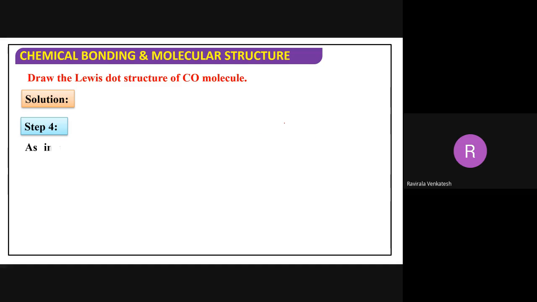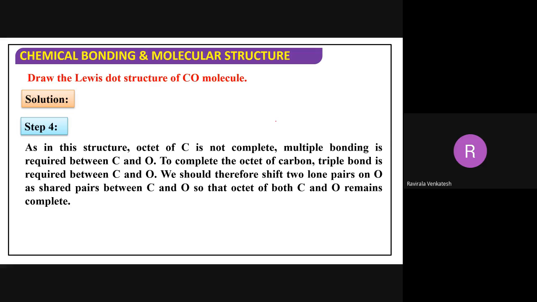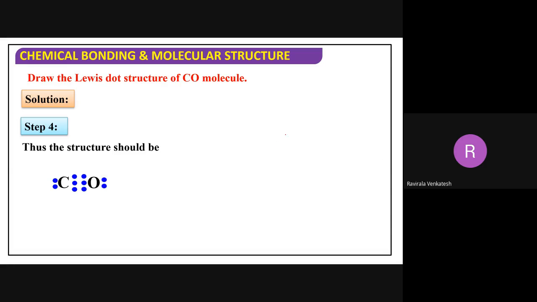Now, what am I doing here? Carbon is not getting a complete octet configuration, and oxygen is also not getting it. So in this case, we'll write like this. Instead of writing this one, I'm showing it like this. Carbon, 1, 2, 3, 4. Oxygen, 1, 2, 3, 4, 5, 6, 7. Already completed now.